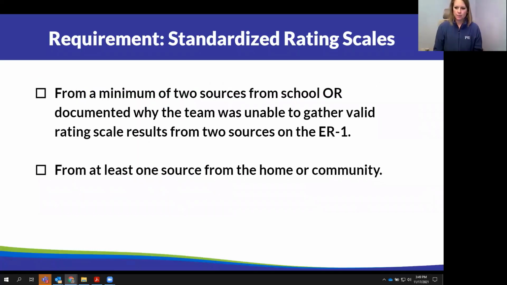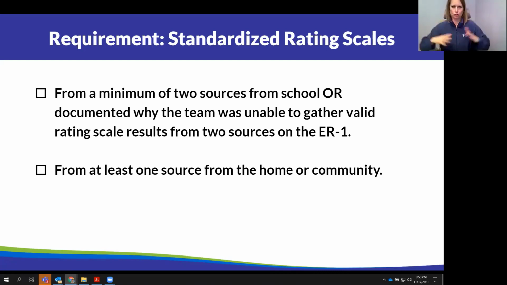Next part about standardized rating scales. Lots of questions about the two sources in school and at least one source in the home or community. A student gets referred early in the year or over summer and there's no staff members that know the child well enough. What happens if rating scales aren't returned from the home or the community source? What about virtual schools, if the student doesn't have any teachers who know the student well enough?